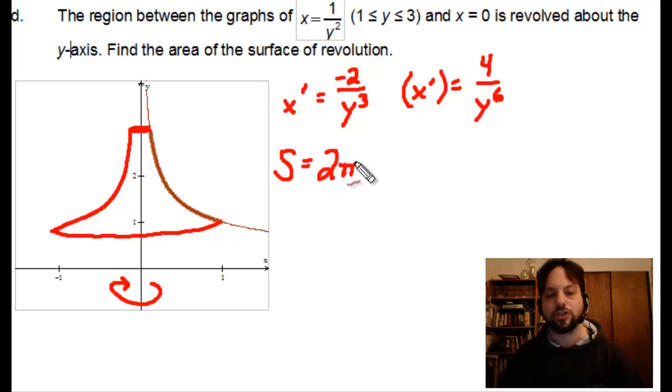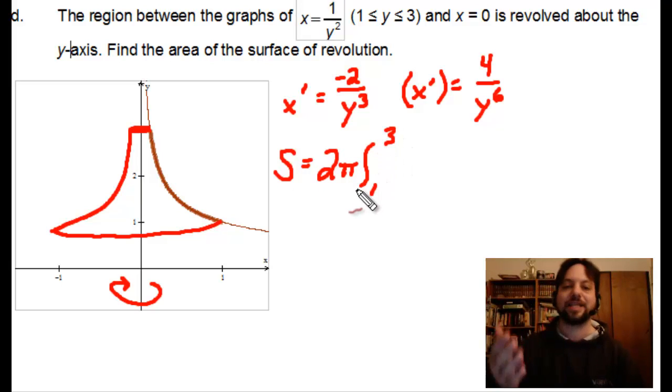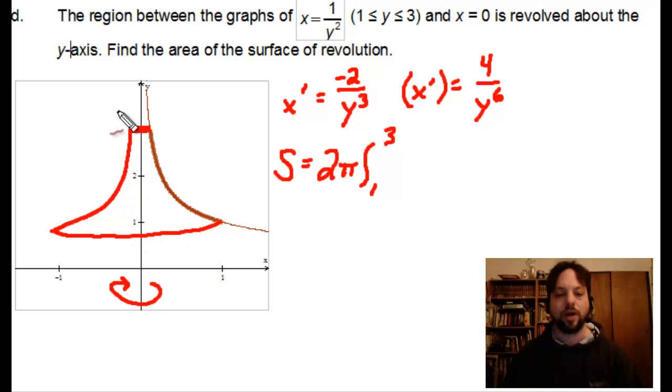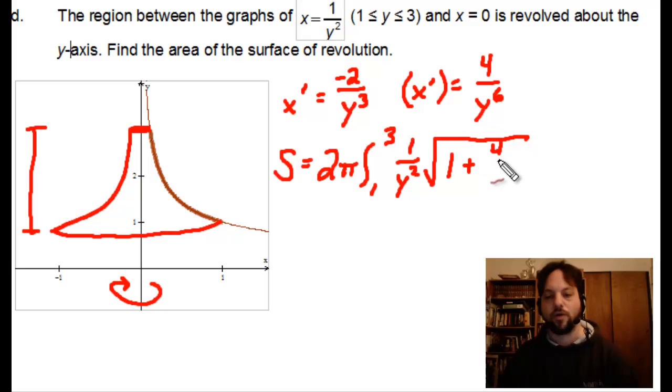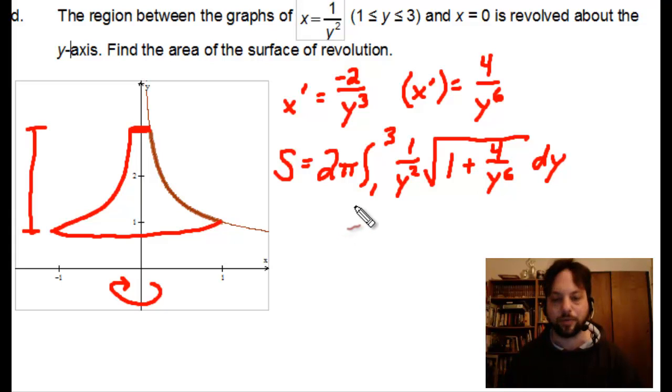Our surface area will be 2 pi, and we'll go from 1 to 3. Notice that everything now is in terms of y. So we're going from 1 to 3 in this direction this time. Our original function is 1 over y squared, and then we'll do our arc length function, which is the square root of 1 plus 4 over y to the 6th. And again, everything is in terms of y, so there's our dy this time around.